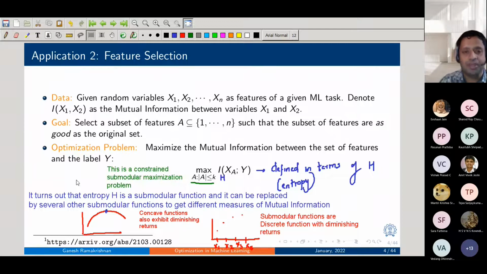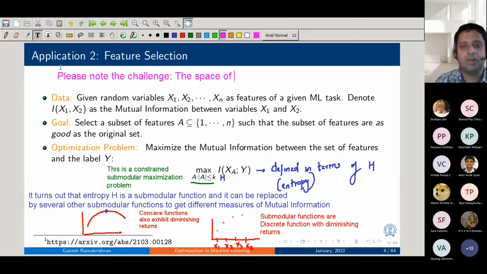Any questions? Why is this interesting? Well, you may say, let me explore the space of all possible subsets of random variables. What is that space of subsets of random variables? How many subsets A are possible? Anyone? 2 to the n. Yeah. This is a challenge, and that's why we are talking about efficient algorithms. The space of A's to explore is large.